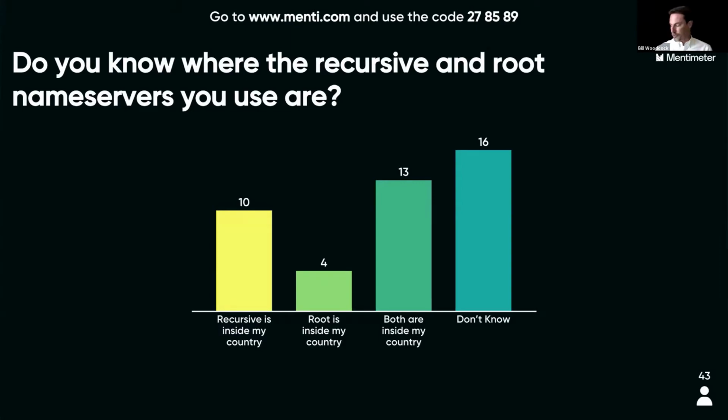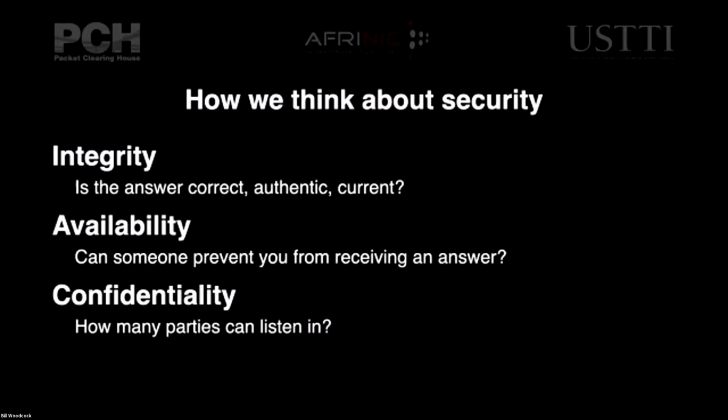All right, let's go back to the slides now. So the way we talk about security has historically gotten fairly standardized, and we talk about it in terms of three things: integrity, availability, and confidentiality. Integrity is whether the answer we get is correct. Is it the right thing? Is it the authentic answer?